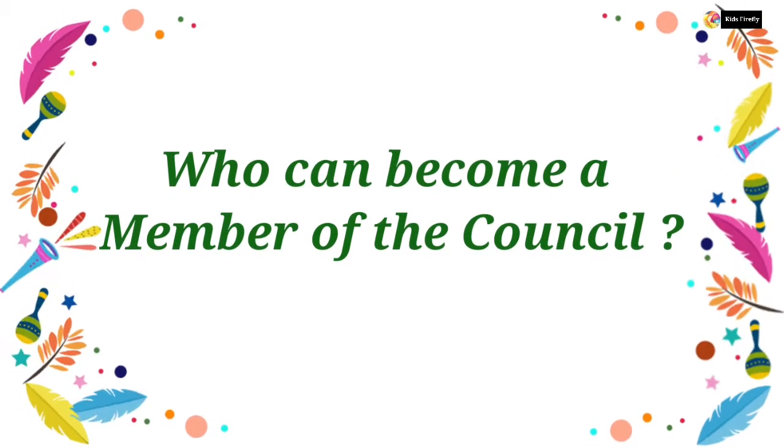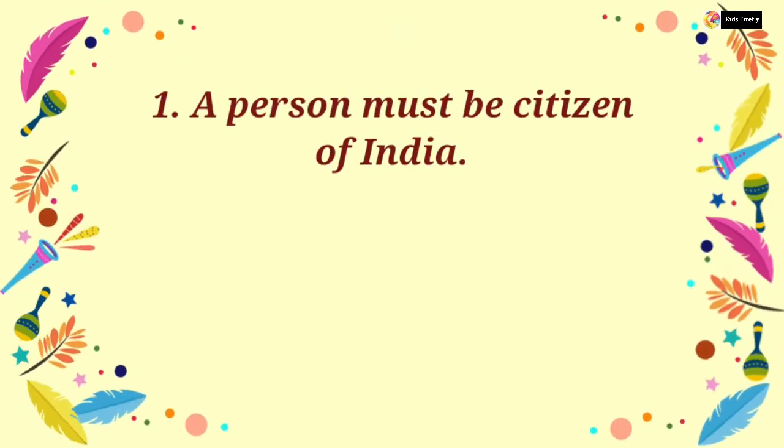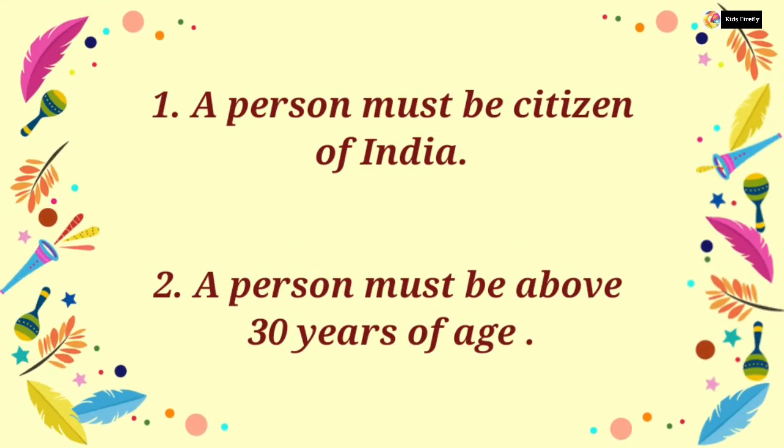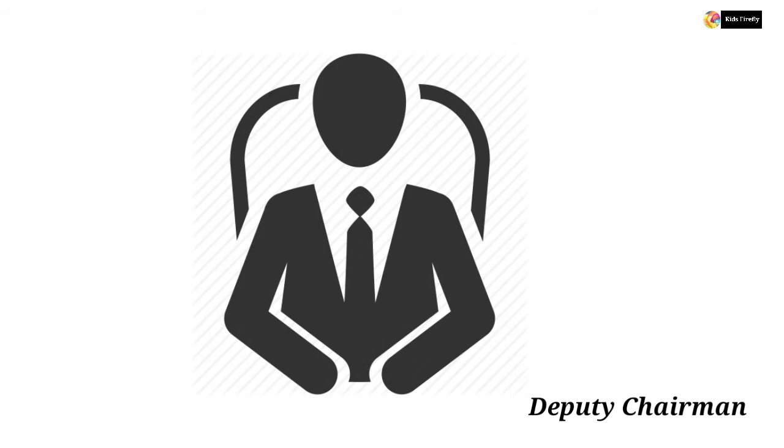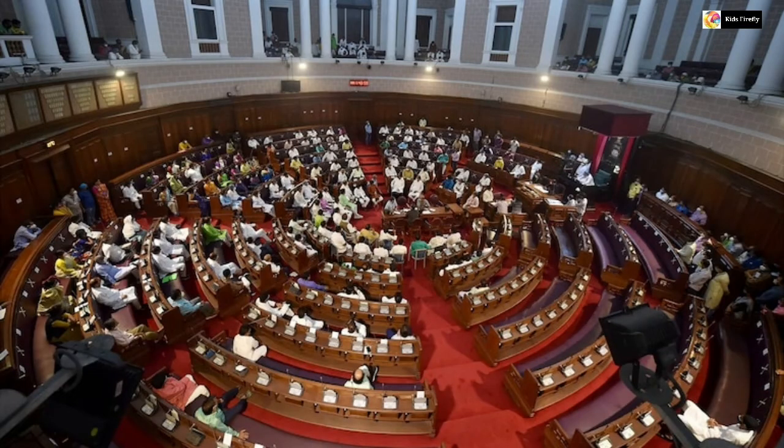In order to become a member of the council, a person has to be a citizen of India and about 30 years of age. The Legislative Council is headed by a chairman who is elected by the members. He is assisted by a deputy chairman. Every 2 years, 1/3 of the members of the council retire and fresh members are elected. Thus, the Legislative Council is a permanent house.